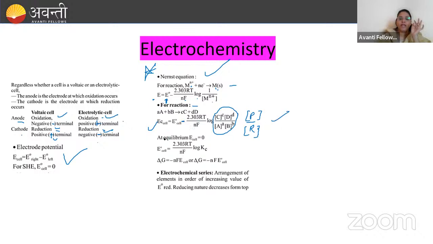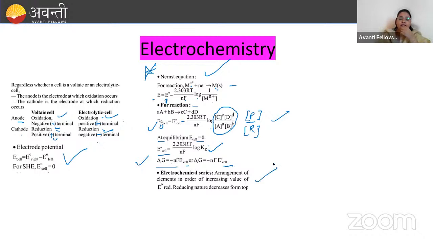This is very important. If there is an equilibrium, E cell becomes 0. So this will become 0. So E naught cell will become like this way. And our log K, that is what? A reaction quotient will be equal to the equilibrium constant. Another very important equation, delta G is equal to minus nF E cell. Okay, if E cell is not there, you can write down for equilibrium condition E naught cell.